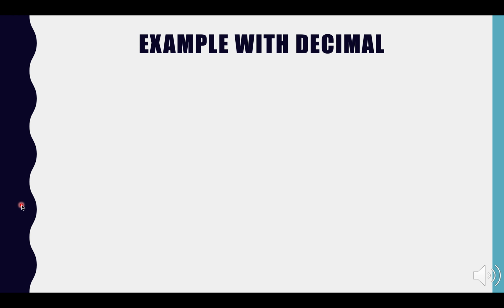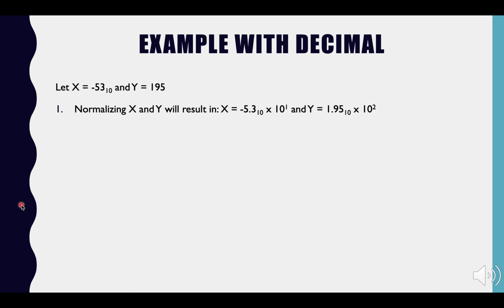Let's start off by taking an example of decimal multiplication. Let's assume that x is equal to minus 53 and that y is equal to 195. Normalizing x and y would result in x equal to minus 5.3 times 10 and y equal to 1.95 times 10 to the power 2. Adding their exponents together would result in e equal to 1 plus 2, which equals 3.